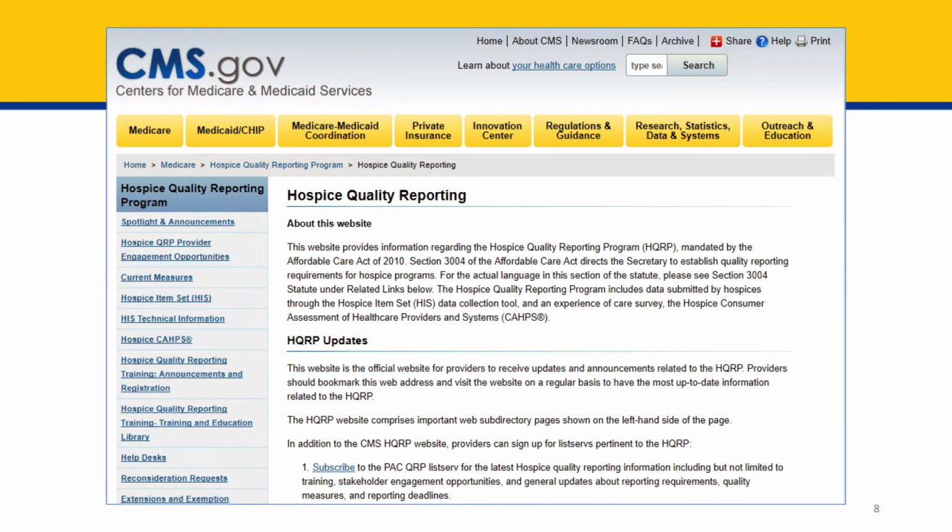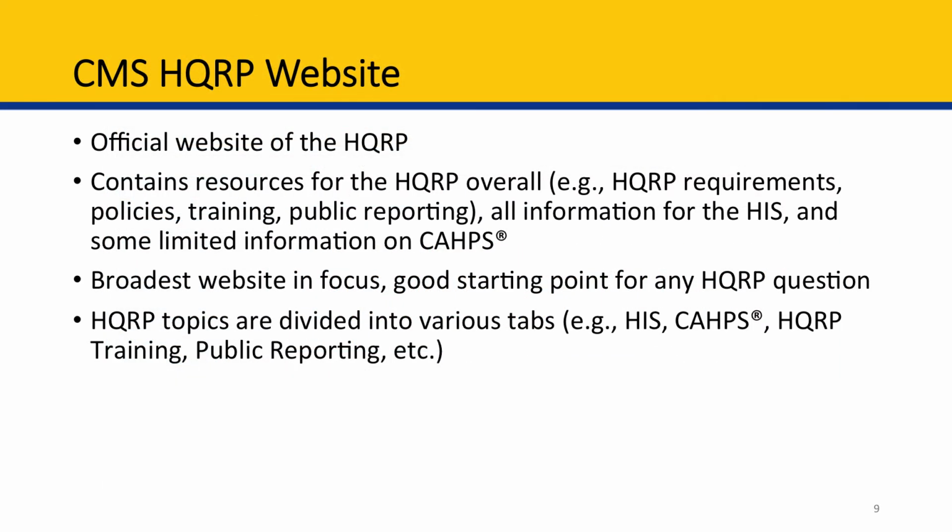For those unfamiliar with the CMS HQRP website and what it looks like, a screenshot of the homepage has been provided on slide 8. The CMS HQRP website is the official website of the HQRP. It contains resources for the HQRP overall, including resources for both HIS and CAHPS. Because this website is the broadest in focus, it's a good starting point for all HQRP questions.